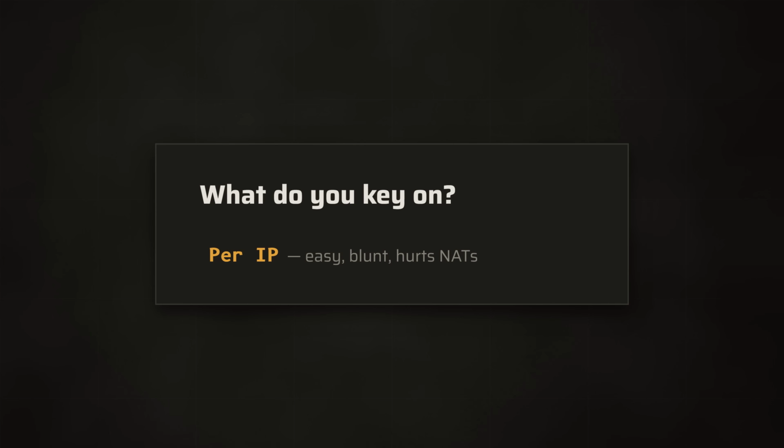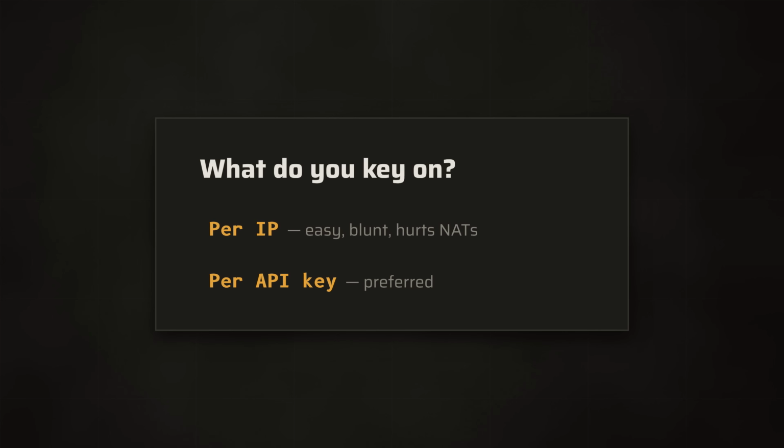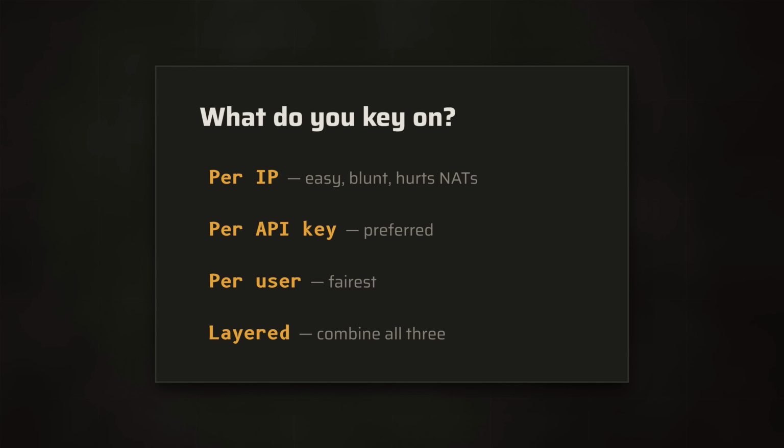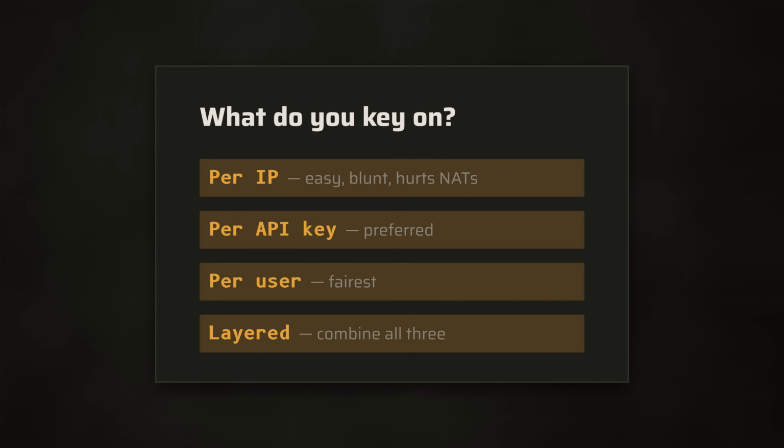But be careful. What do you key on? Per IP is easy, but punishes shared networks. Think offices, mobile carriers, anyone behind a NAT. Per API key is better, per user is better still. Most production systems layer multiple keys, IP level for abuse, user level for fairness.